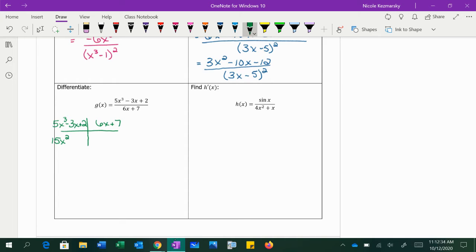by 1, and then the derivative of minus 3x is minus 3. The derivative of 2 is 0. Then the derivative of 6x is 6. The derivative of 7 is also 0.